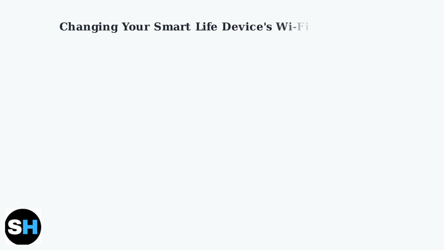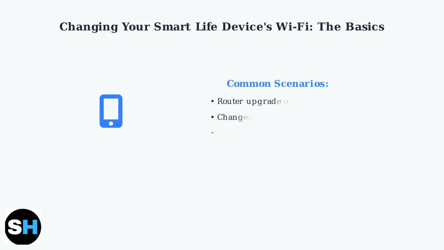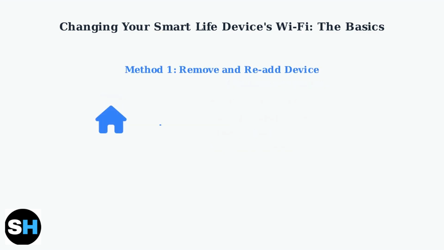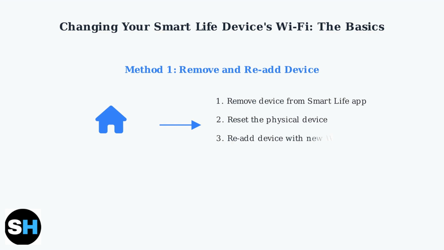When you need to switch your smart life devices to a new Wi-Fi network, there are several effective methods to accomplish this task. You might need to change your device's Wi-Fi connection due to router upgrades, switching internet providers, relocating devices, or addressing weak signal issues. The primary method involves removing the device from your Smart Life app, resetting the physical device, and then re-adding it with your new Wi-Fi network credentials.